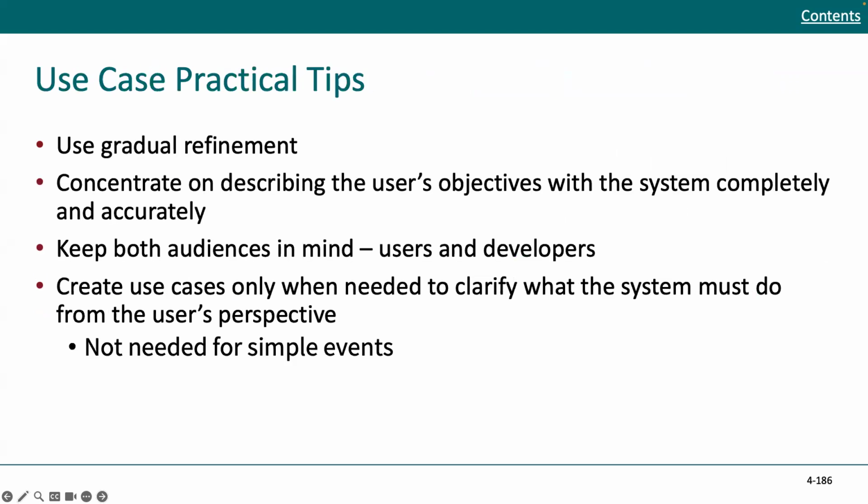Here are some practical tips to consider for use cases. Use gradual refinement. And so maybe a top-down perspective, system engineering, capture the top level functionality, and then you gradually add more detail as you go. You want to be concentrating on describing the user's objective with the system completely and accurately. You want to keep both audiences in mind, the users and developers. You want to create use cases only when needed to clarify what the system must do from the user's perspective. It's not needed for simple events.